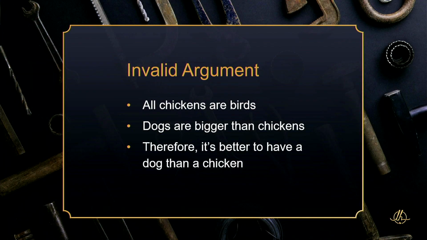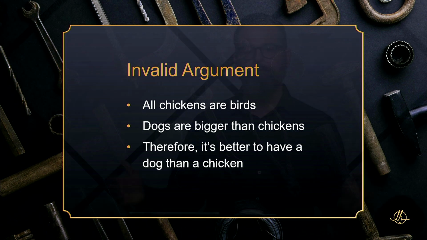Number 2 is logical rigor, which is where you write sentences that can be converted into those symbols that I showed you earlier. And so you want to have valid and sound arguments to show that an idea is truthful. So let me show you an invalid argument. I just made this up. All chickens are birds. Dogs are bigger than chickens. Therefore, it's better to have a dog than a chicken.